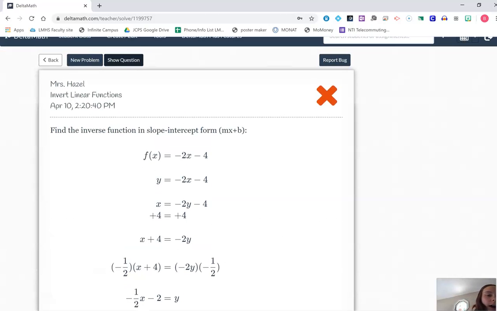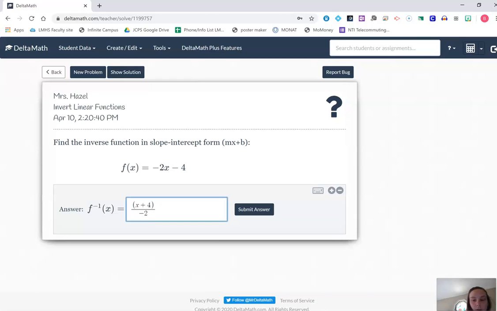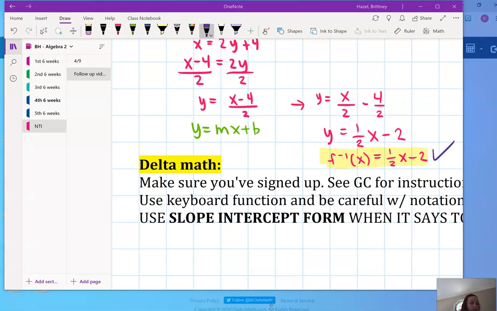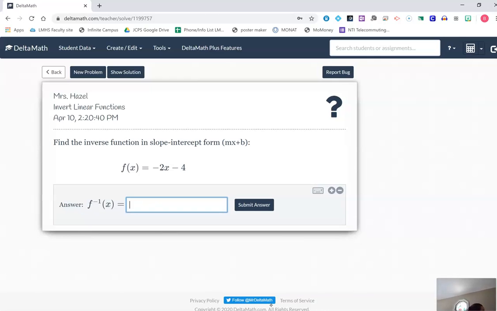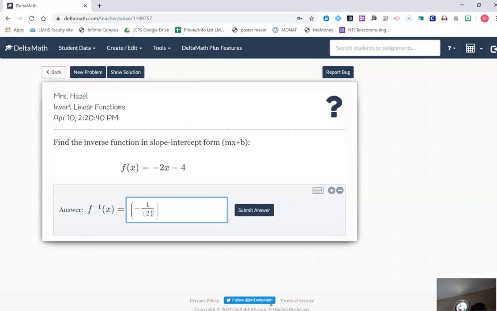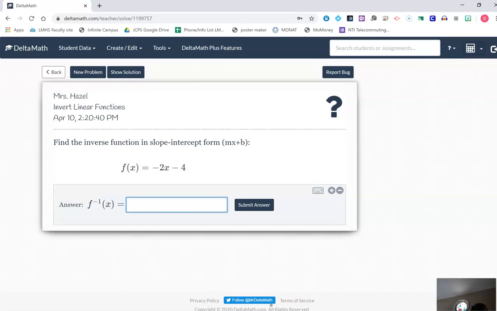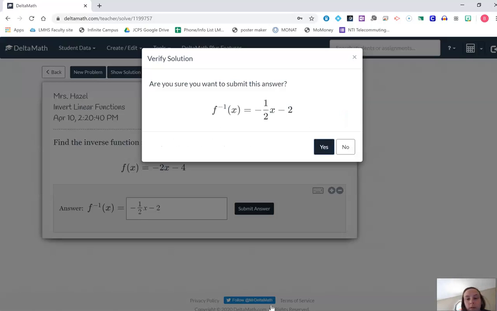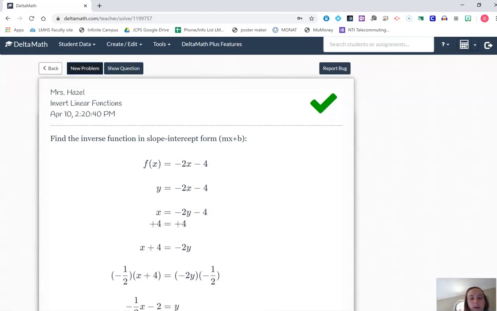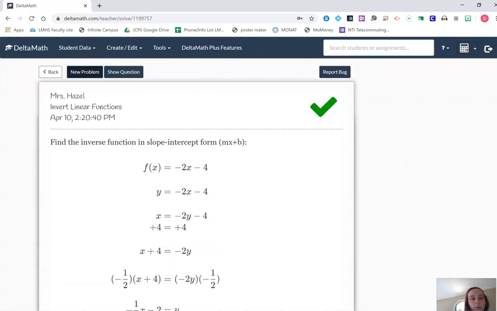Now, let me show you if I actually type it in correctly. So I'm actually going to use my keyboard for this. So we had -1/2, hold on, guys. All right, we have -1/2. I'm still getting used to this format as well. X minus 2. I'm going to hit submit answer. Yes. And now it is correct. Okay. So be careful. Make sure you're putting them all into slope-intercept form.